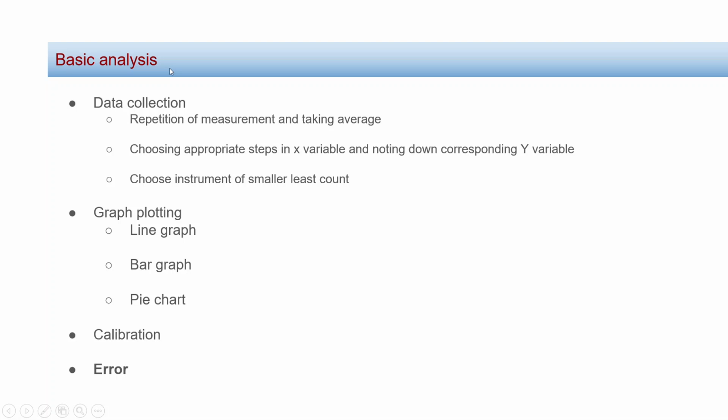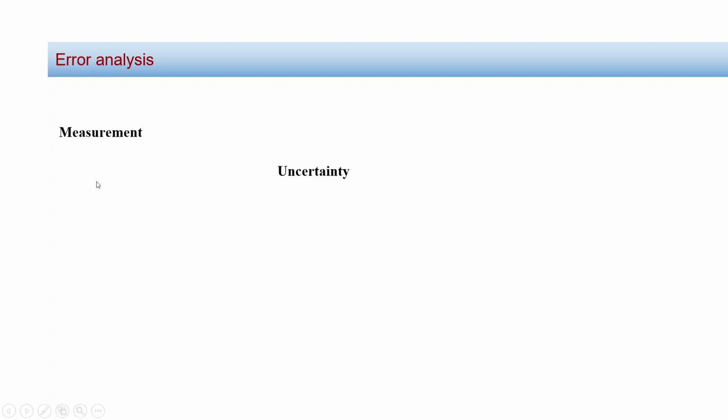Now the next thing that we are going to discuss today is error analysis. Whenever we carry out any experiment, there is some error analysis to be done. So we know that whenever we carry out any experiment or measure any value, there is some uncertainty.